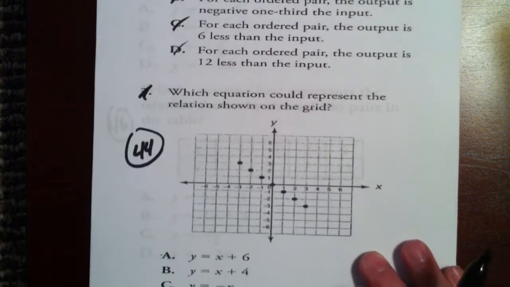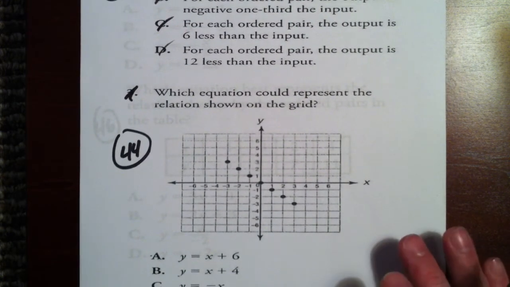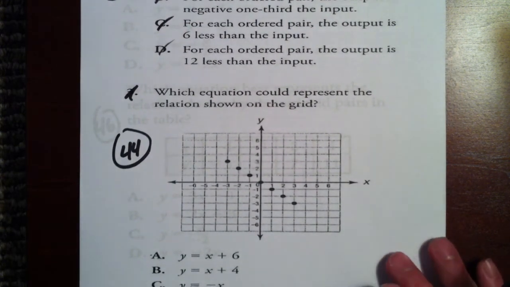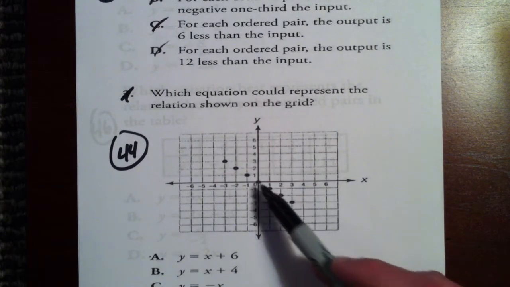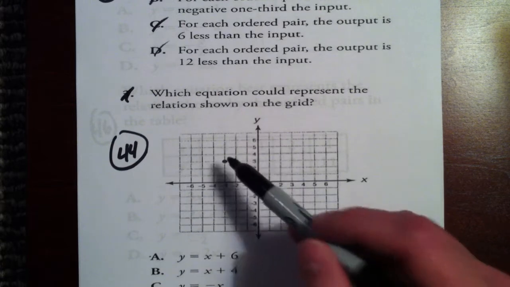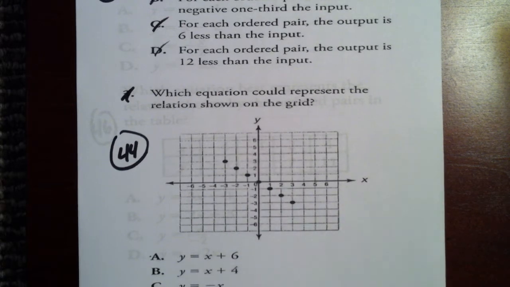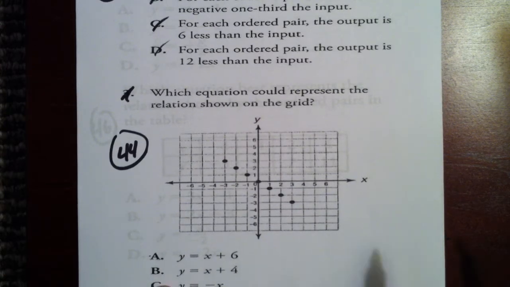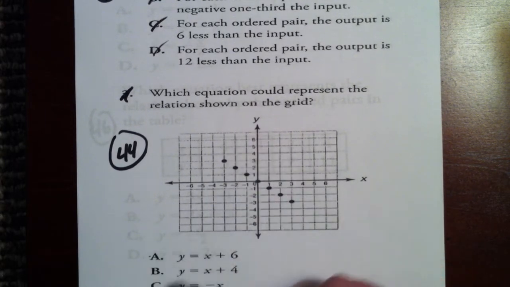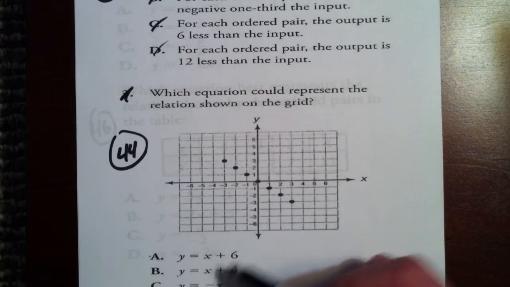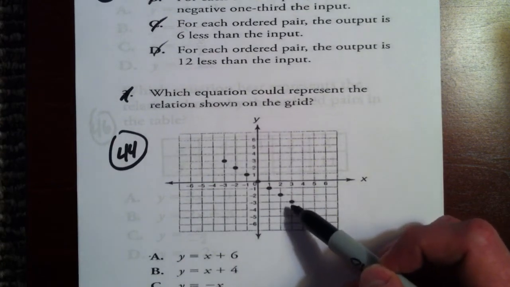Which equation could represent the relation shown on the grid? Well, all we would have to do is plug a few of these in here. Every one of these coordinate points would have to solve this. In other words, the right answer will be a solution for every ordered pair.